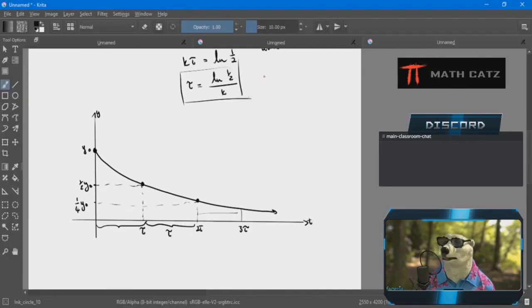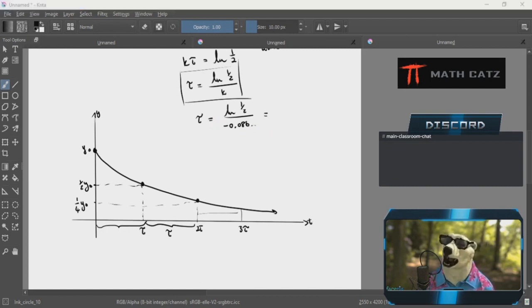Now you see here in our example, we can now continue this for our radioactive substance. It'll be log of a half over our negative 0.086 and so on. So let's calculate that. I want to use enough of my k value so that when I round to a couple of decimals, I am still accurate.